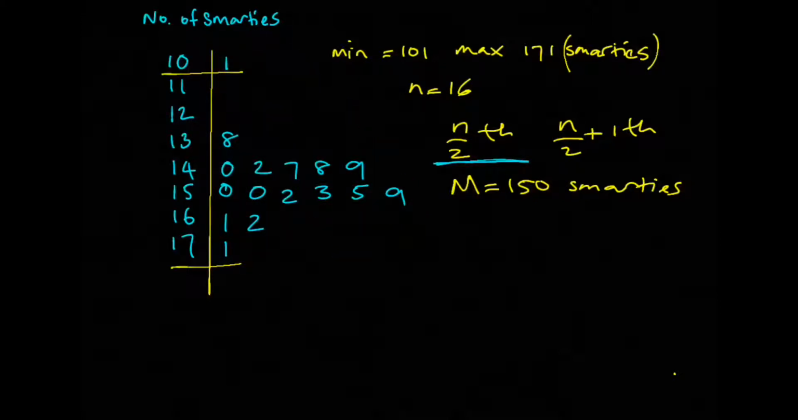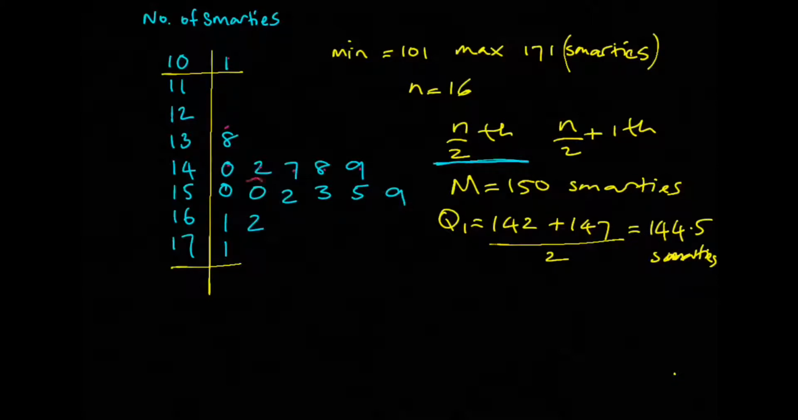So using that same procedure, we've got 1, 2, 3, 4, 5, 6, 7, 8 numbers, and it's even. So we're looking for the n on 2 position, which is the 4th, and the 5th position for the first group. So 1, 2, 3, 4, and 5. So it's these 2 numbers. So Q1 is equal to (142 + 147) divided by 2, and that equals 144.5 Smarties.